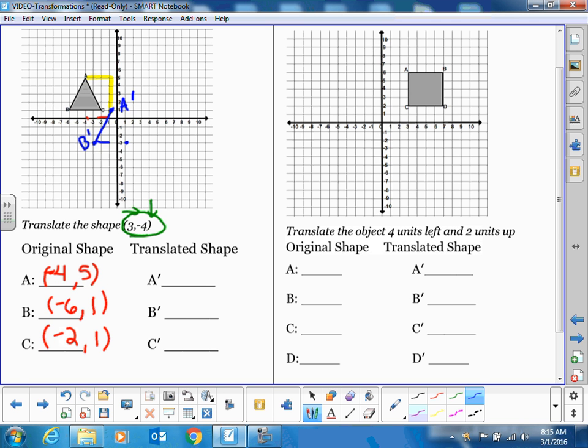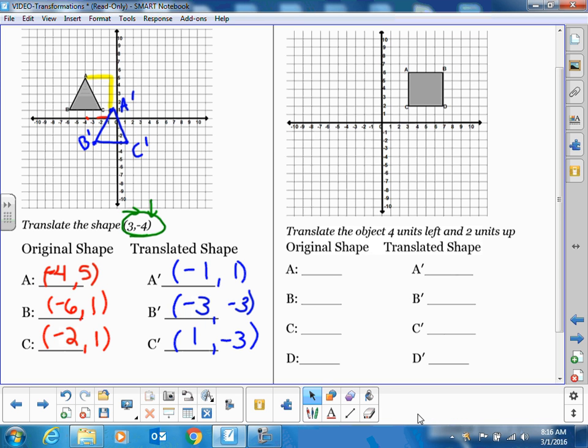There would be my C prime. Another way that you could do it, and then all I have to do is write my new coordinates in. A prime is now at -1, 1. Sorry, it's off a little bit. B is at -3, -3. And C is at +1, -3.